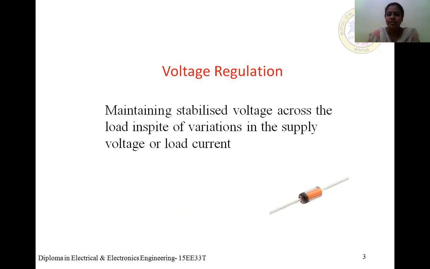So, voltage regulation is defined as maintaining stabilized voltage across the load in spite of variations in the supply voltage or load current. That is, if the supply voltage is varied or the load current is varied, the output voltage will be constant. This we call a voltage regulation. So voltage regulation means maintaining a constant voltage at the output even if there are variations in the supply voltage or the load current.